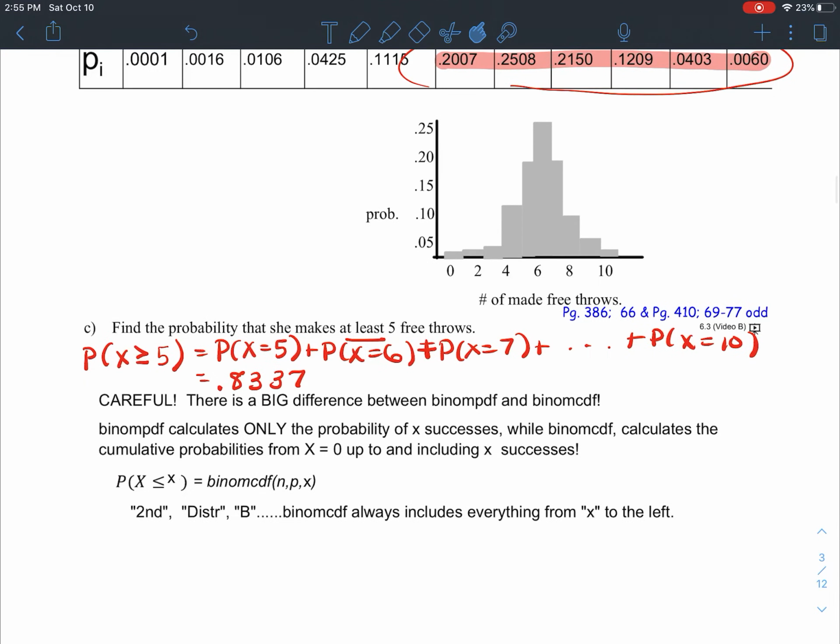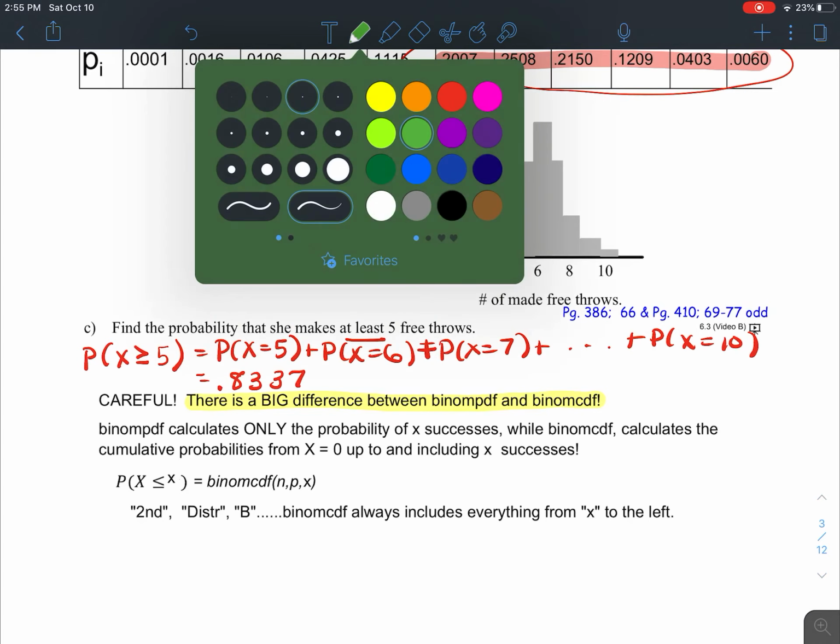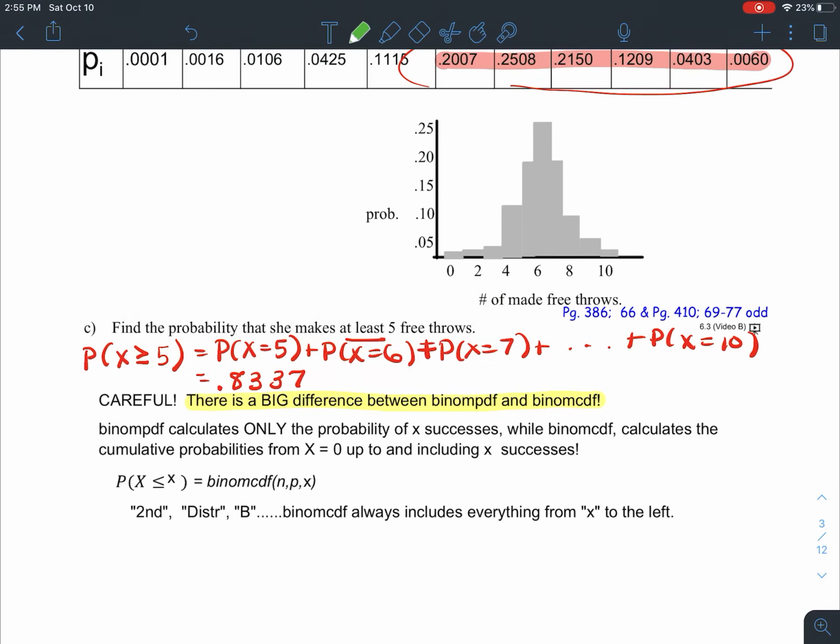This is where what would actually be helpful is a different feature on the calculator called binomialcdf. Now there is a big difference here between binomial PDF and binomial CDF. The PDF, remember the P stands for precise, can only be used if you are finding the probability for one specific value for that random variable. It has to be an equal sign. A CDF, the C stands for cumulative, and that only works as a less than or equal to probability. So we just want to make sure that we're keeping this in mind here.